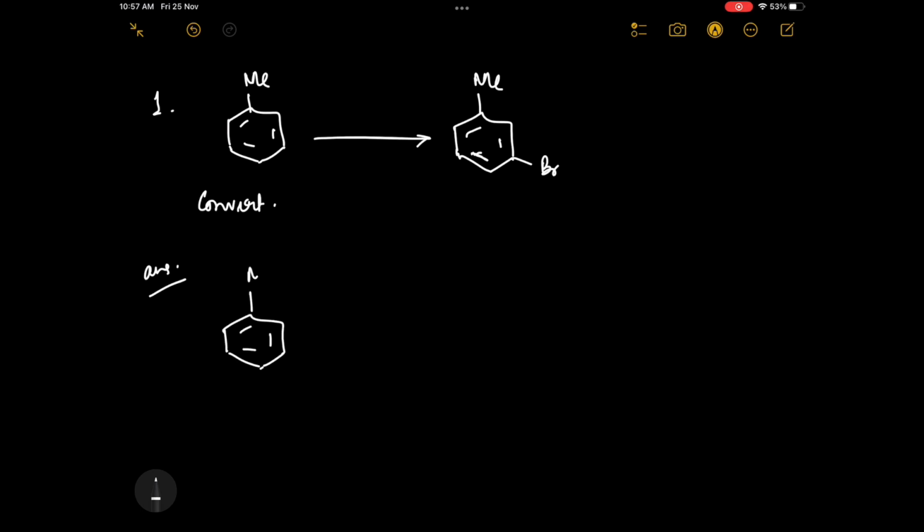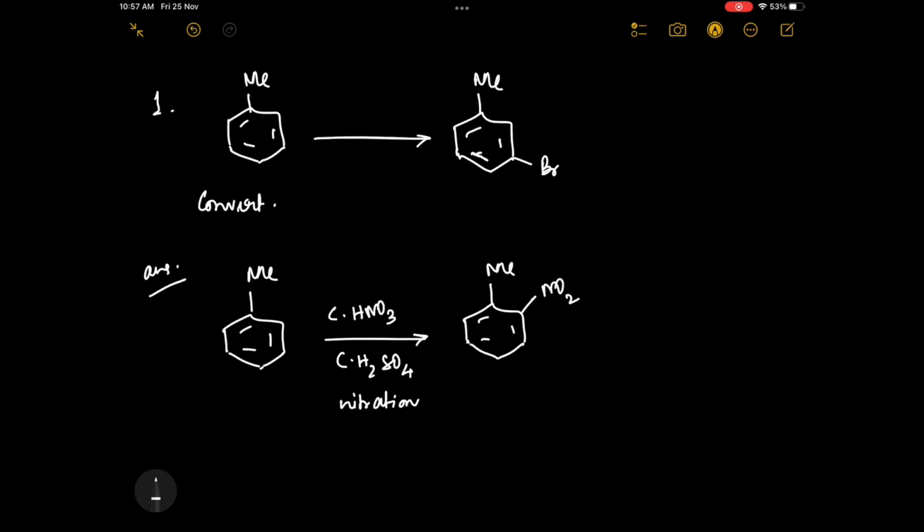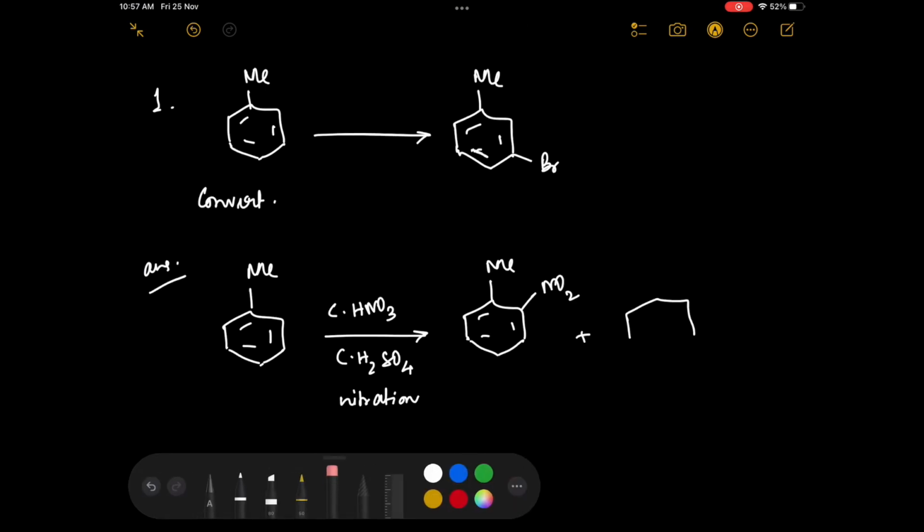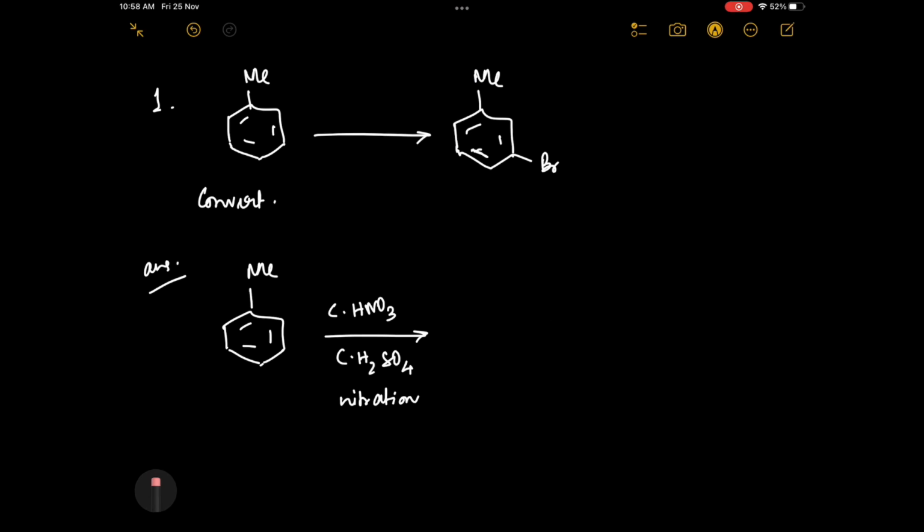For solving this question, firstly we will be using a nitration reaction. So conc. HNO3 and conc. H2SO4 gives us the nitro in the ortho position and the para position. Let us say the nitro is in the ortho position, and let us say the nitro is in the para position, and we isolate that product.